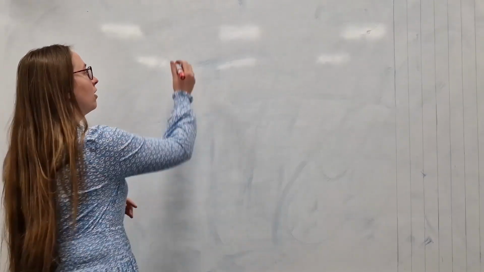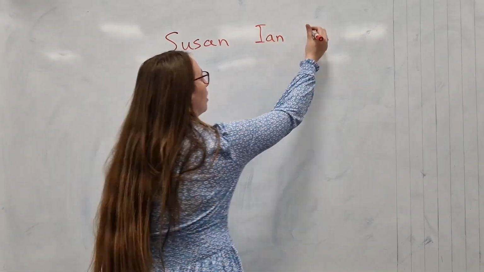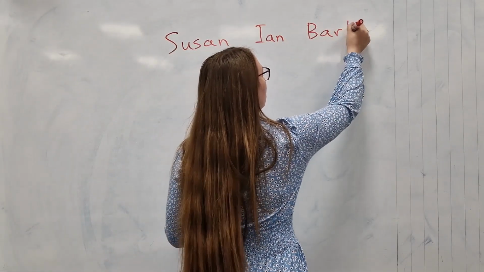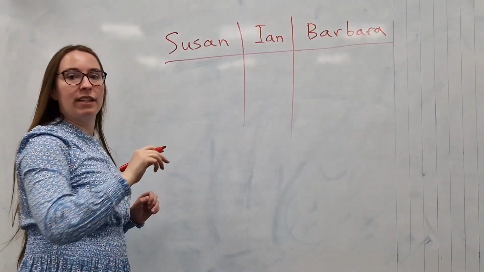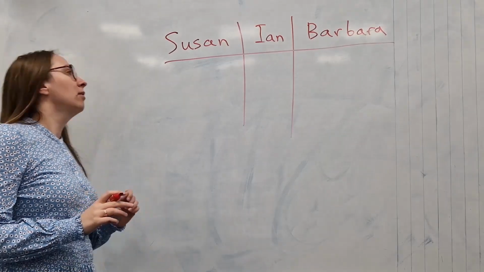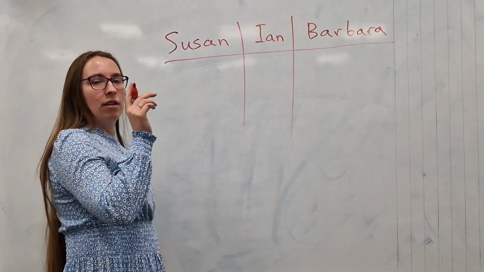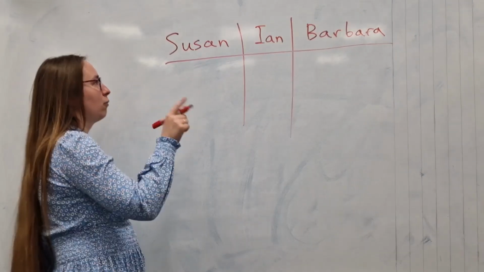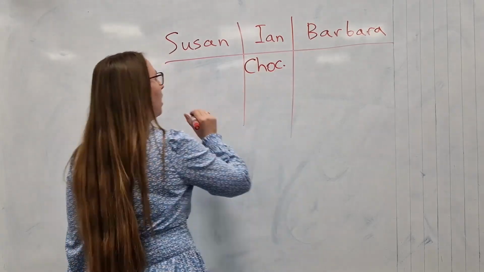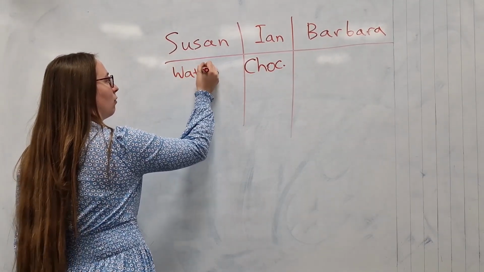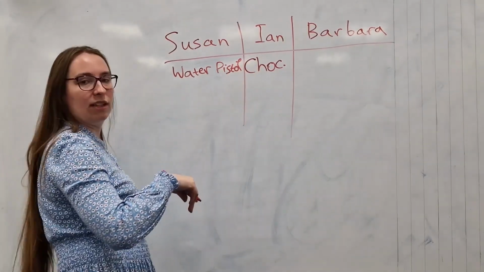Okay, so we have Susan, Ian, and Barbara. And they've all won prizes at Christmas party. So we know that first, Susan and Ian swap prizes. So Susan swaps her chocolate for Ian's water pistol. So that means that Ian now has the chocolate and Susan has the water pistol. And we don't know what Barbara has yet until the next line.